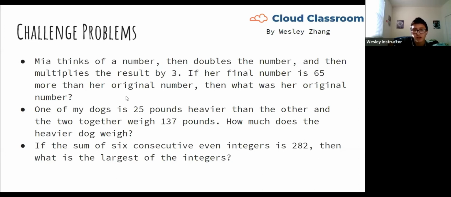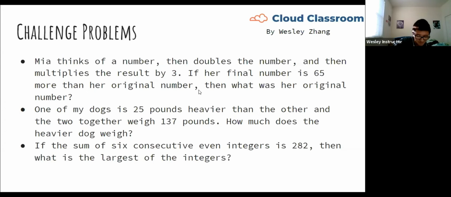All right, one of my dogs is 25 pounds heavier than the other, and the two together weigh 137 pounds. How much does the heavier dog weigh? So we got to be careful here. You guys, be careful to find the heavier dog, not the lighter dog. So, well, we could do this two ways. We could make a variable for the heavier dog or make a variable for the lighter dog. But for me, I made a variable for the lighter dog. Even though I was supposed to find the heavier dog, but it doesn't really matter.